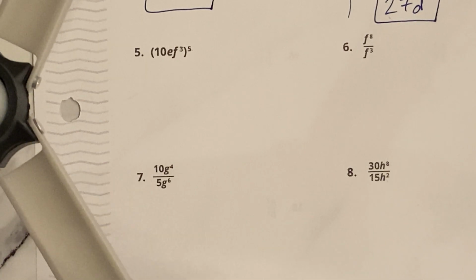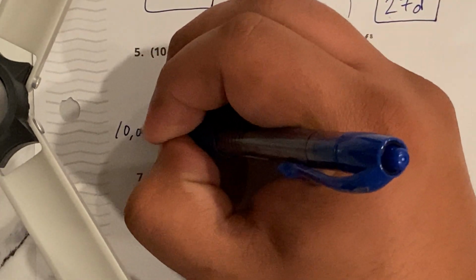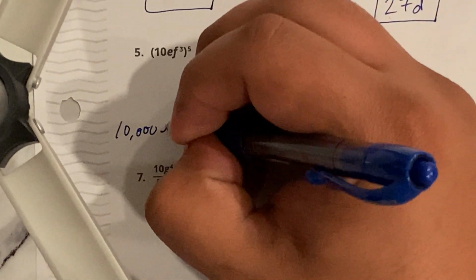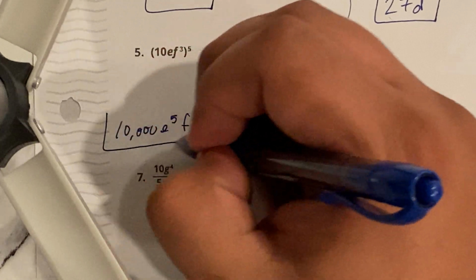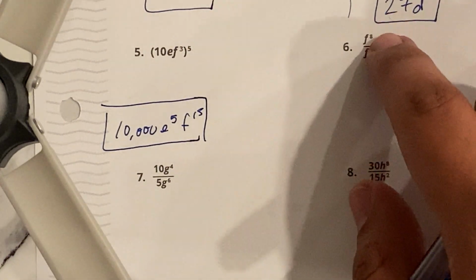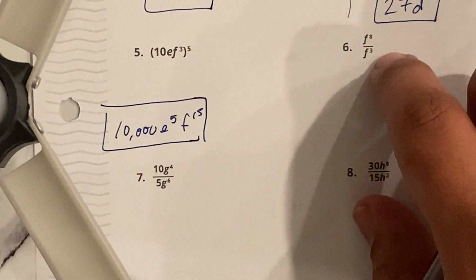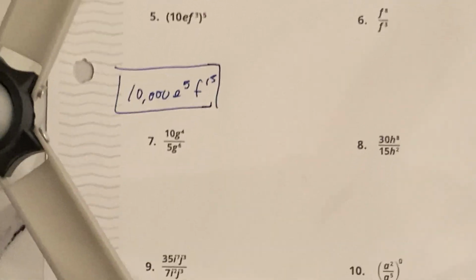That's actually a good problem, okay? I'll give you the answer. 1 second. It's 10,000 e to the 5 f to the 15, okay? I do want you to try it on your own. Definitely try this on your own. Very good problem. Gonna skip 6 because f and f, 8 minus 3, we should be able to figure that out. Let me see if there's a harder one.